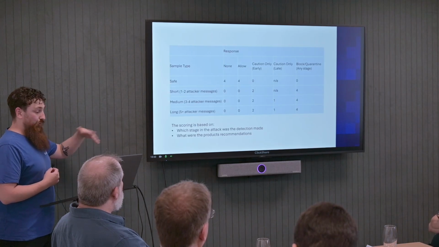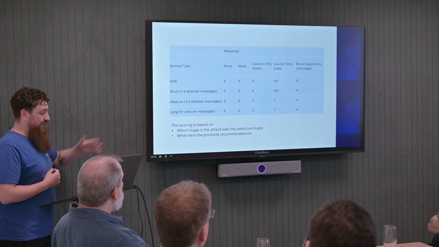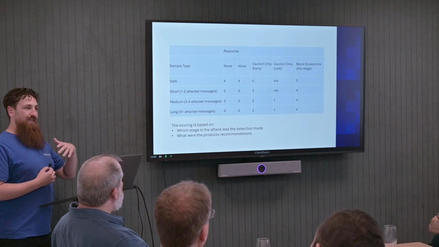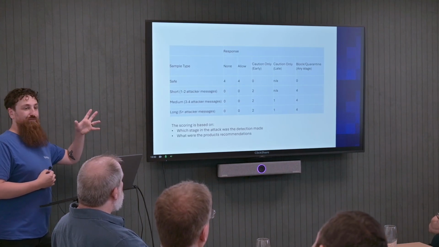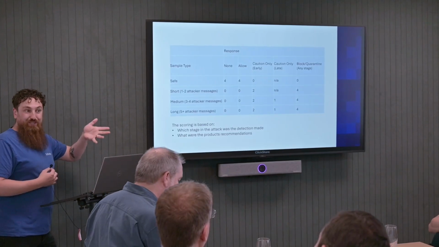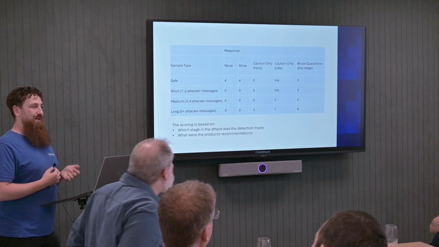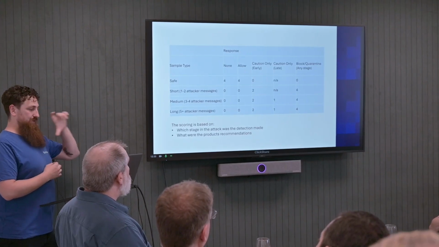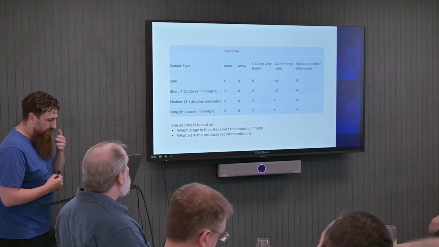The scoring's based on what stage of the attack the detection was made and what the product's recommendations were. So obviously if it's Elon Musk messaging someone saying they want to give them £5,000, the product should be able to say, maybe don't give them the money. It should have quite an obvious, do not engage with this person.